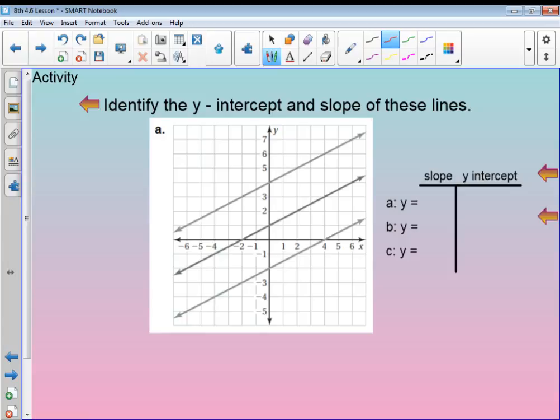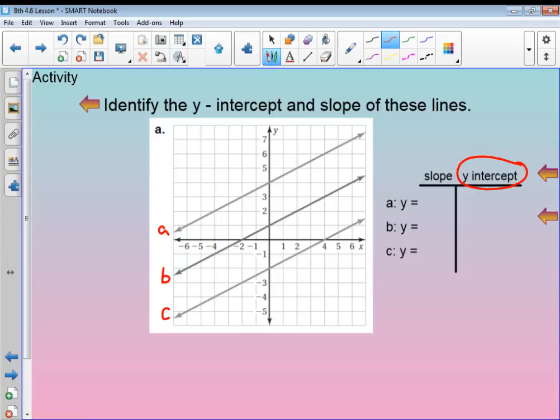So I start with the Y-intercept for 2 reasons. One, that's usually where we begin when we start graphing. And second of all, it's the fastest part to find. So we're going to go ahead and identify these as A, B, and C because they're not labeled, so that way you know which line I'm working with.